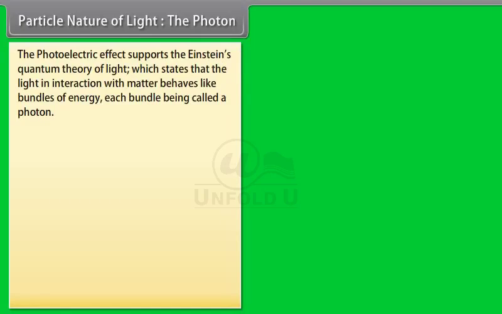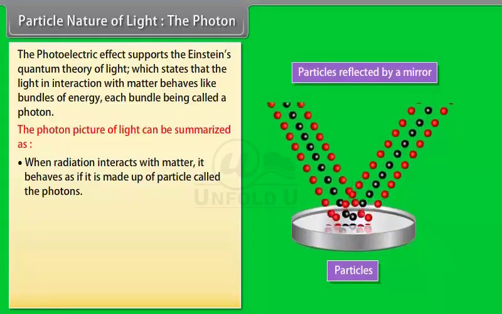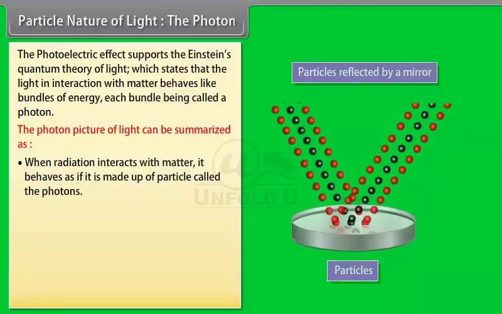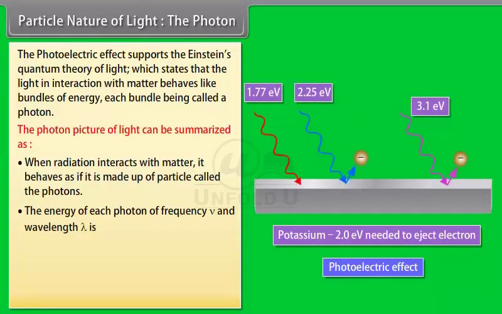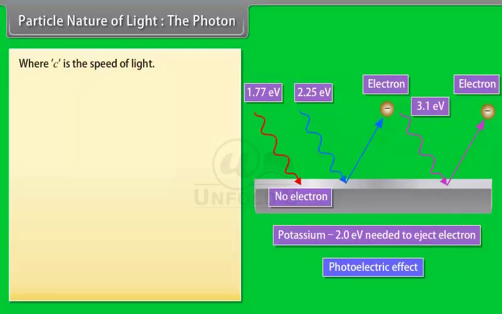Particle nature of light, the photon. The photoelectric effect supports Einstein's quantum theory of light, which states that light in interaction with matter behaves like bundles of energy, each bundle being called a photon. The photon picture of light can be summarized as: when radiation interacts with matter, it behaves as if it is made up of particles called photons. The energy of each photon of frequency ν and wavelength λ is E equals hν, which is equal to hc/λ. The momentum of a photon p is equal to hν/c, which equals h/λ, where c is the speed of light.